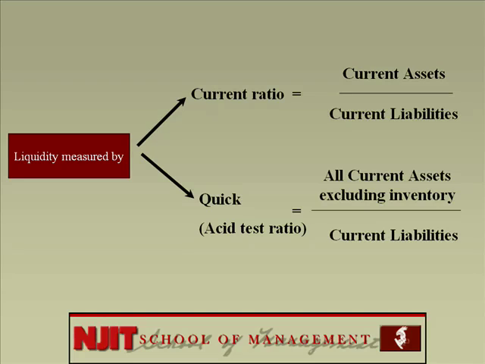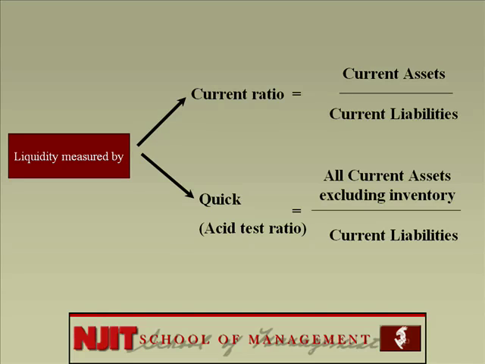For acid test, guess, can you give a guess? What's the cutoff? The cutoff is 1. Generally, they want this ratio to be 1 or over. So, to repeat, the cutoff current ratio is 2, and the cutoff for the quick ratio is 1. But again, the higher the better.